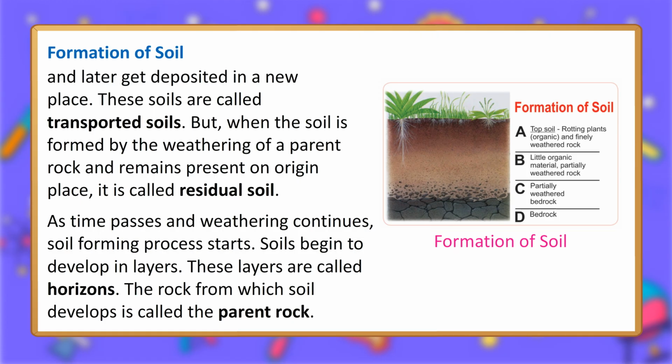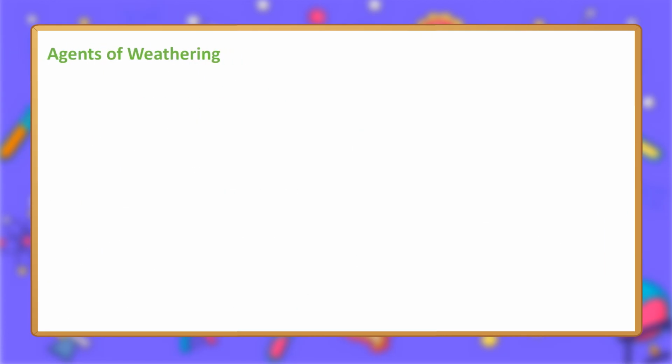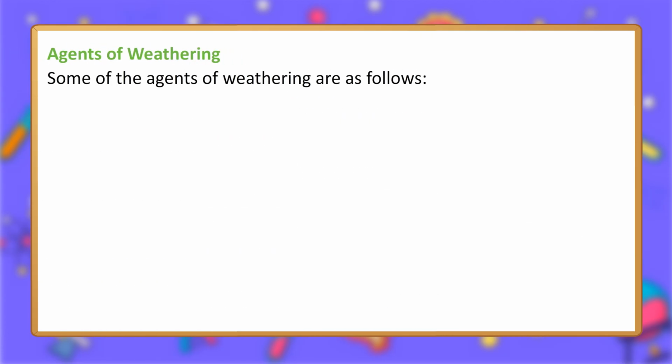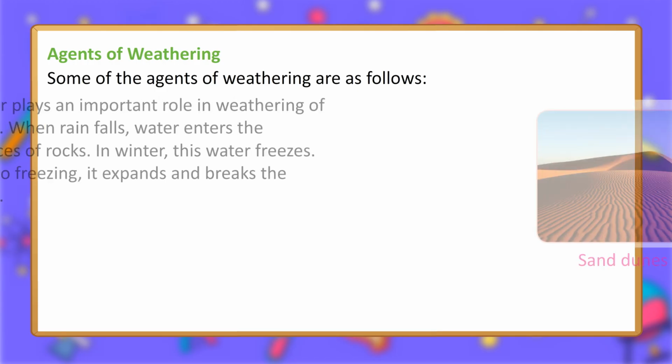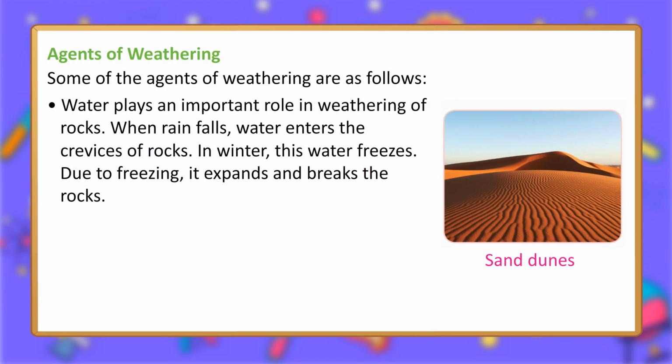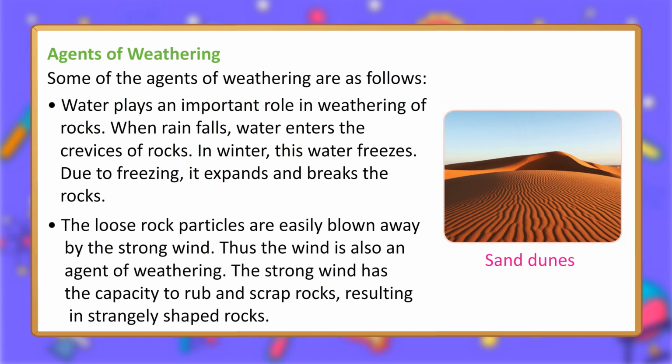Formation of soil. Agents of weathering. Some of the agents of weathering are as follows. Water plays an important role in weathering of rocks. When rain falls, water enters the crevices of rocks. In winter, this water freezes. Due to freezing, it expands and breaks the rocks. The loose rock particles are easily blown away by the strong wind. Thus, the wind is also an agent of weathering.